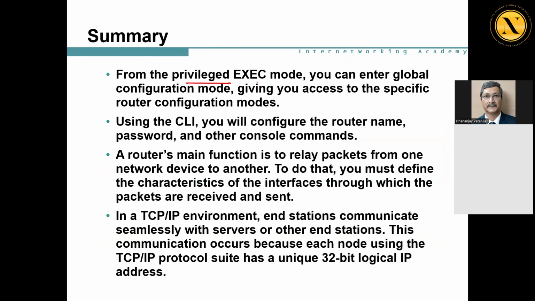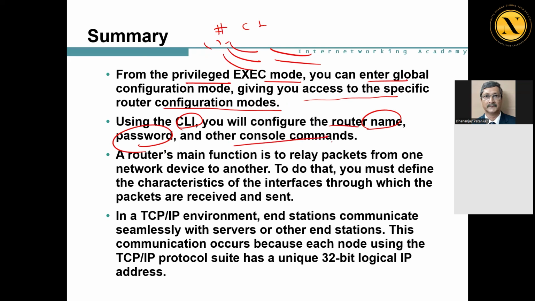Okay. From the privilege mode, you can get to the global mode by giving commands, right? From privilege mode, say configure terminal and you come to the global mode, giving you access to specific router configuration modes. From the global mode, you can go to line mode, controller mode, router mode, interface mode, sub-interface mode, blah, blah, right? Using the CLI, you will configure the router's name. You know how to give the host name. You know how to give all the passwords and other console commands. Line console 0, logging synchronous, no exec-timeout.